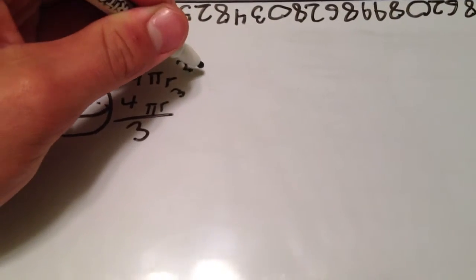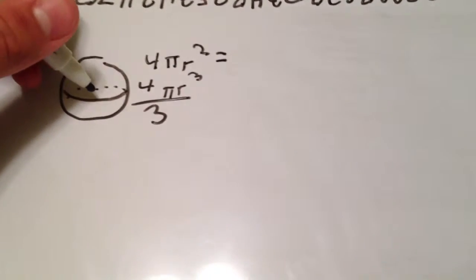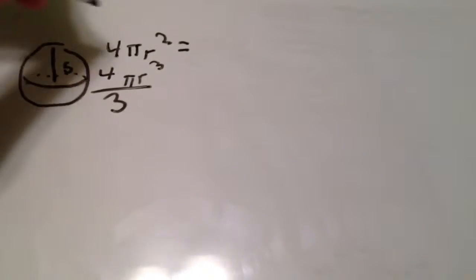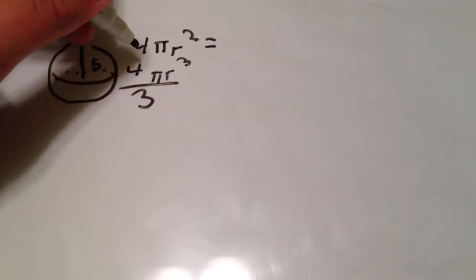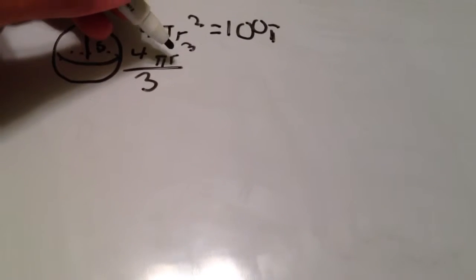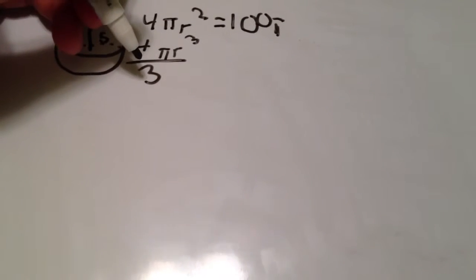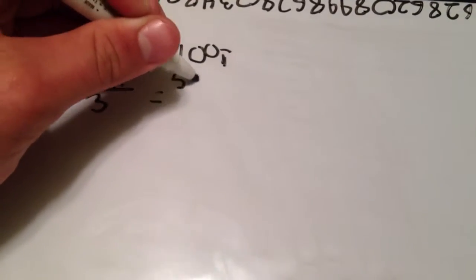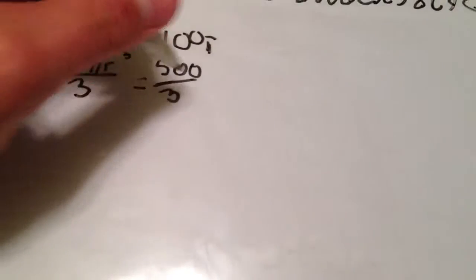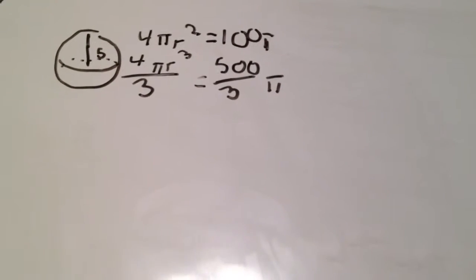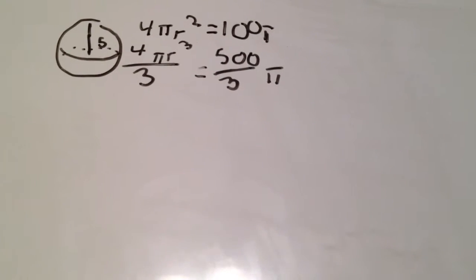So, let's look as if the radius was 5. Keeping it simple. So, 5 times 5 would be 25 times 4, it would be 100 pi. Now, in this equation, 5 times 5, 25 times 5 is 125, times 4 would make 500 over 3. So it's 500 over 3 times pi. Very simple.